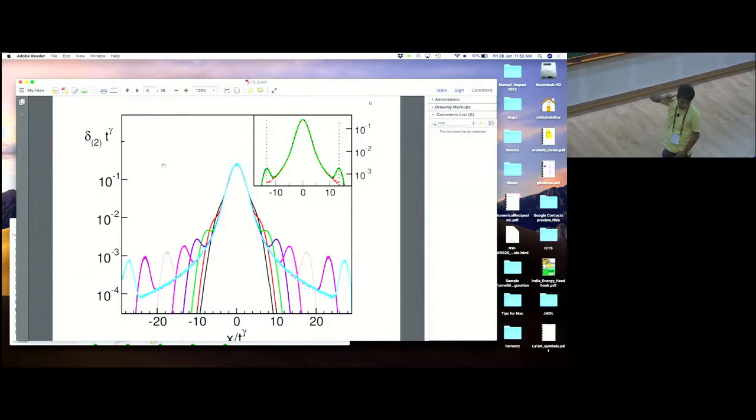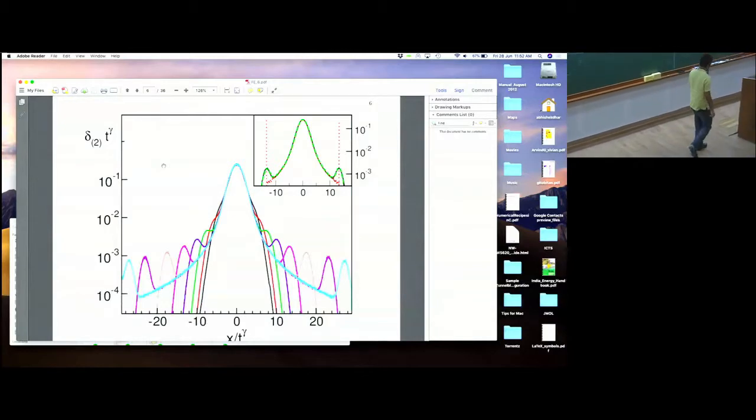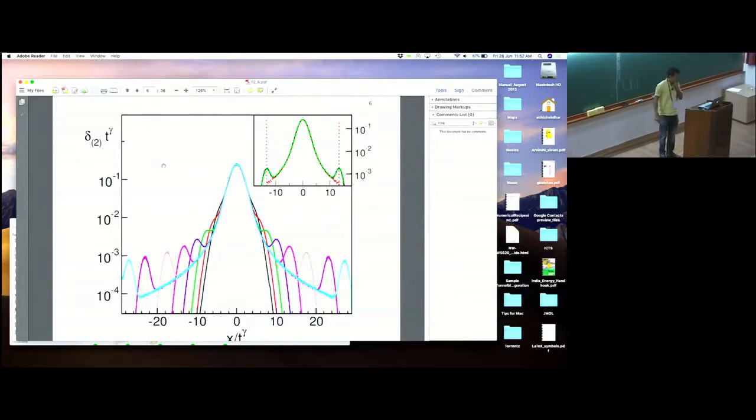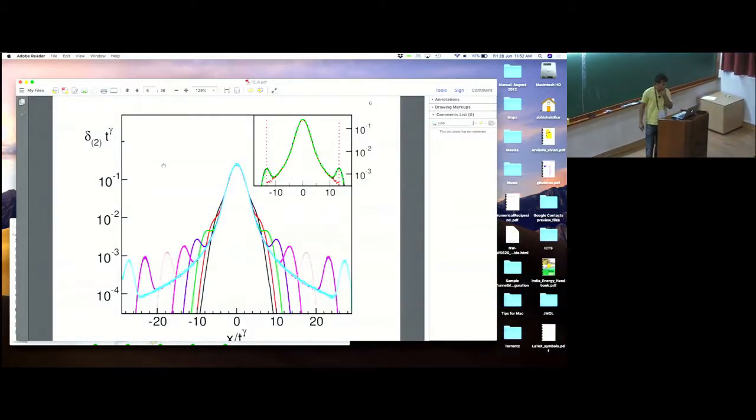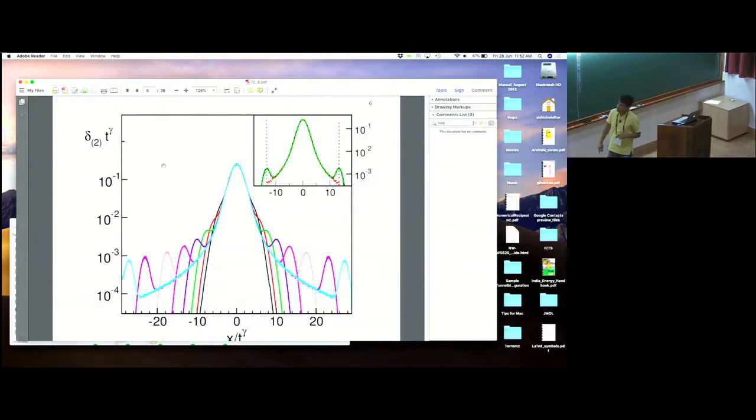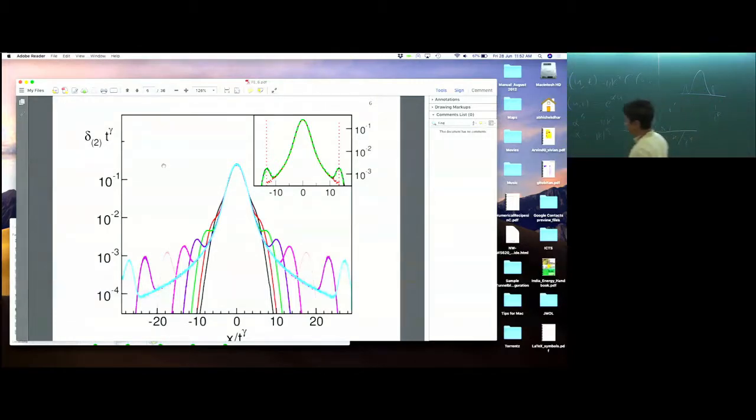Gamma is less than one, right? Yeah. Three, two. Okay, so this was the picture.